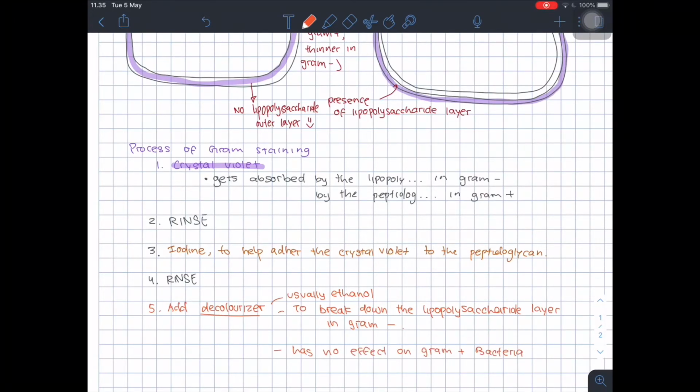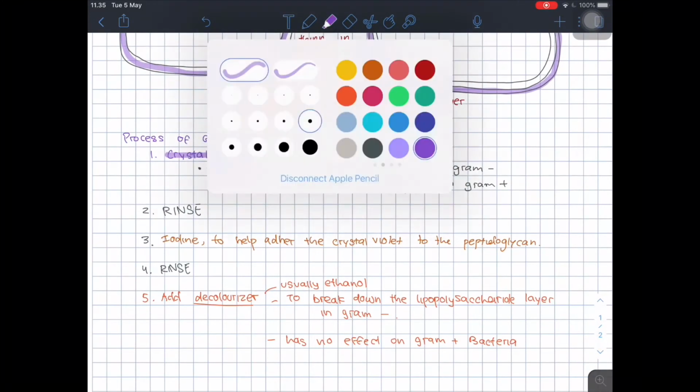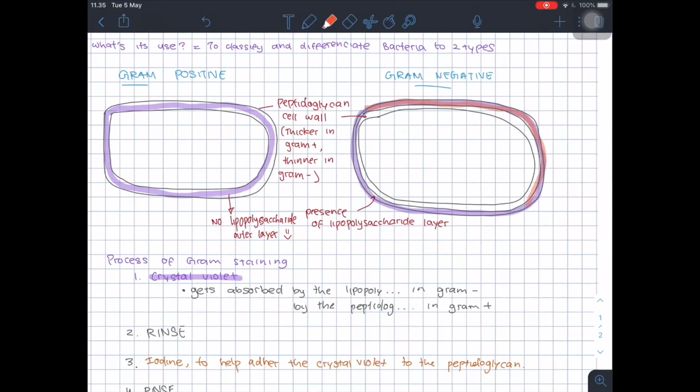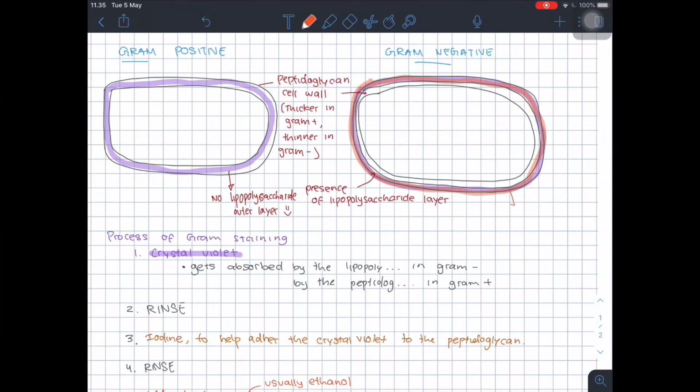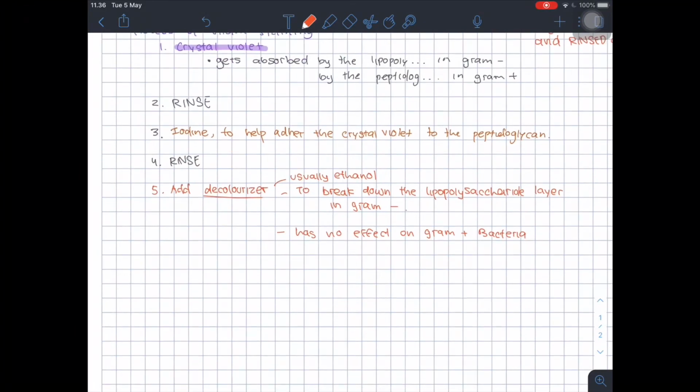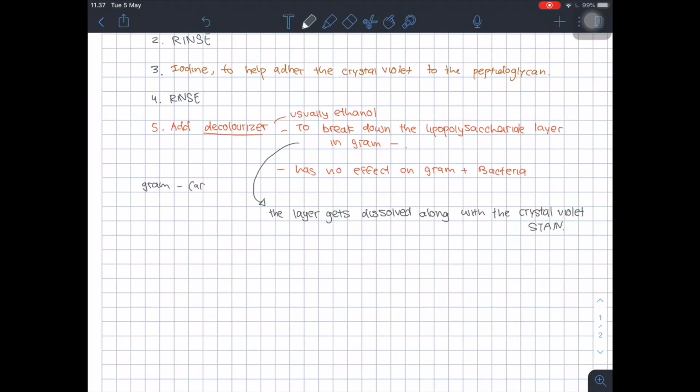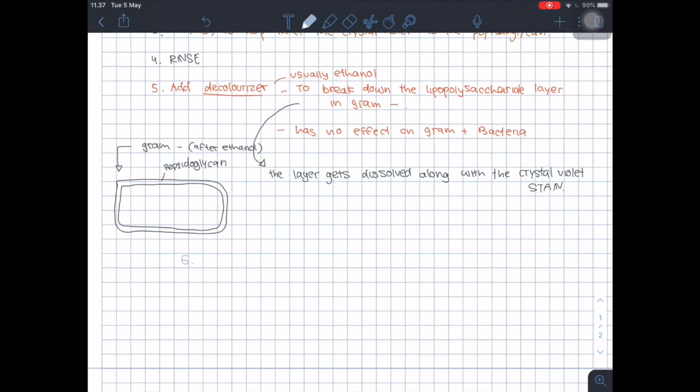Alcohol will dissolve the lipopolysaccharide layer, which is made of lipids, and will simultaneously wash and dissolve away the crystal violet stain, leaving the gram-negative bacteria made of only the peptidoglycan outer layer, without any stain. This is a diagram that shows the gram-negative bacteria after the outer lipopolysaccharide layer is dissolved by ethanol. Rinsing occurs after every stage to ensure that there is no excess solution left on the slide.